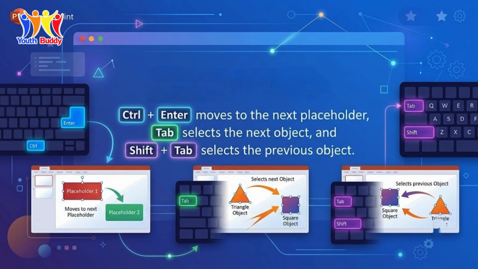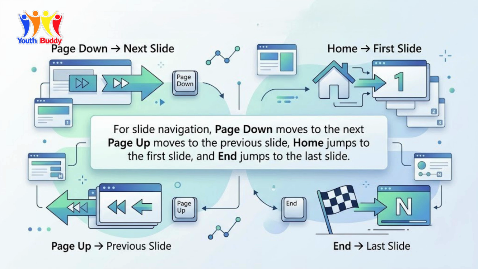Ctrl+Enter moves to the next placeholder, Tab selects the next object, and Shift+Tab selects the previous object. For slide navigation, Page down moves to the next slide, Page up moves to the previous slide, Home jumps to the first slide, and End jumps to the last slide.